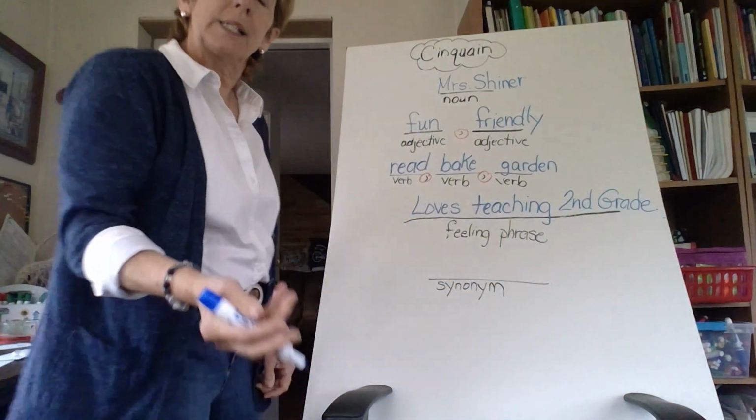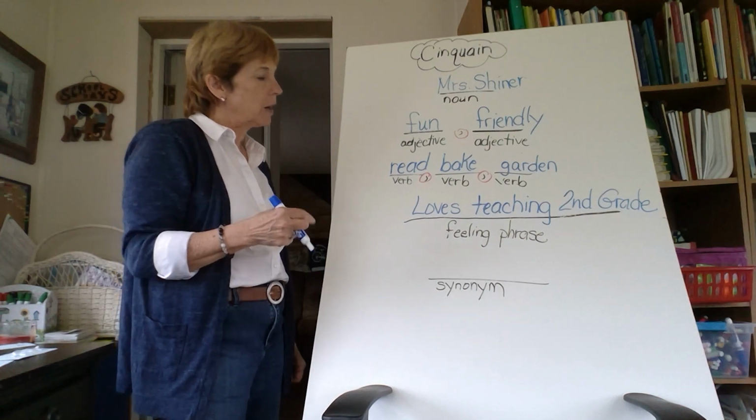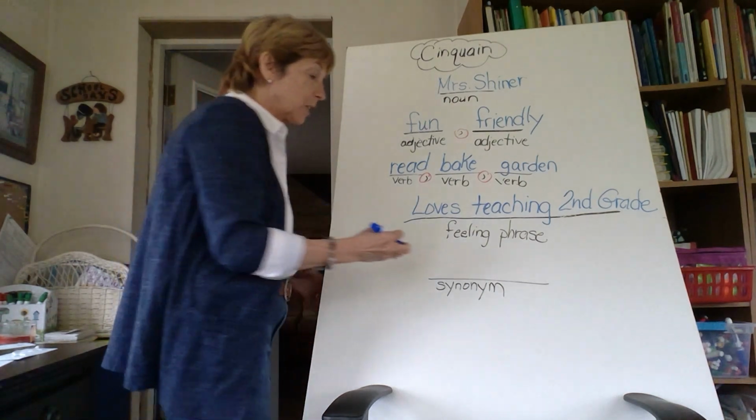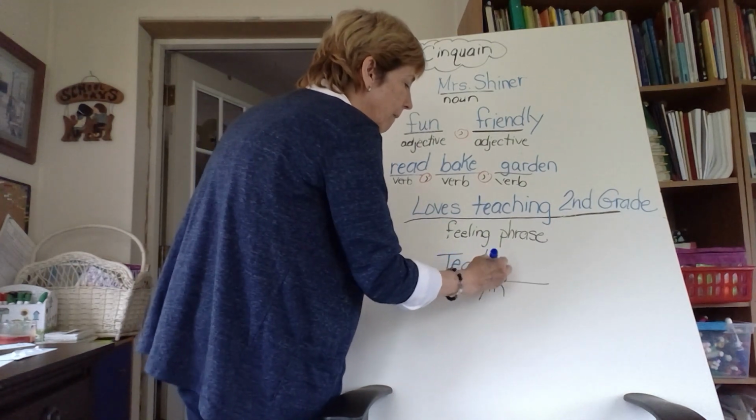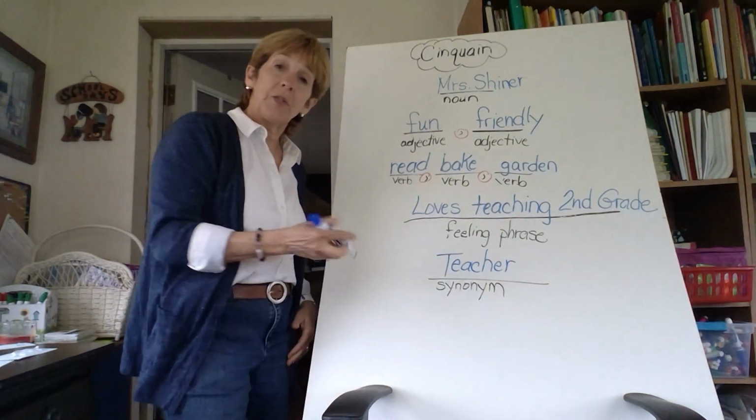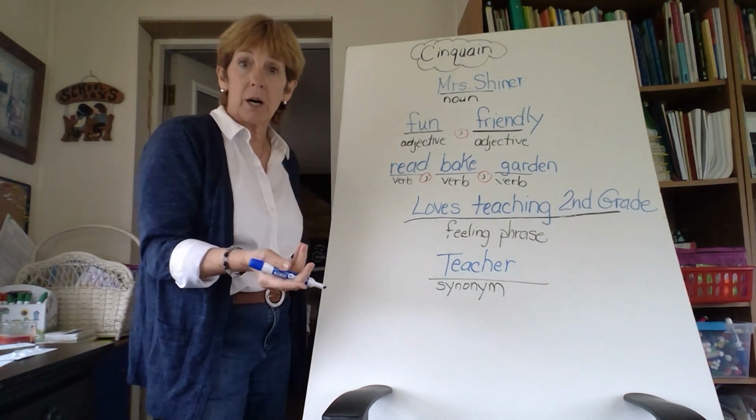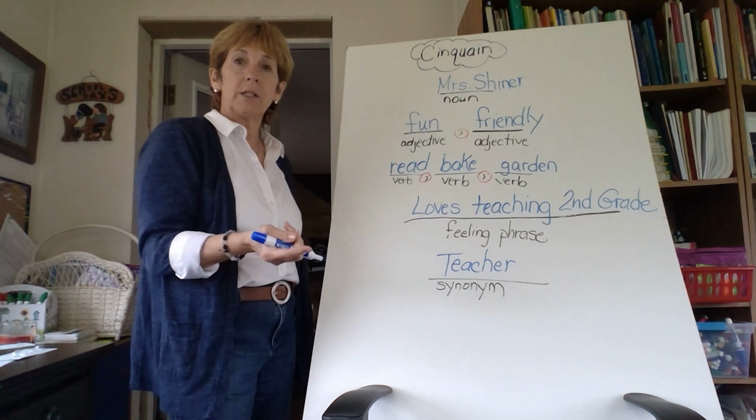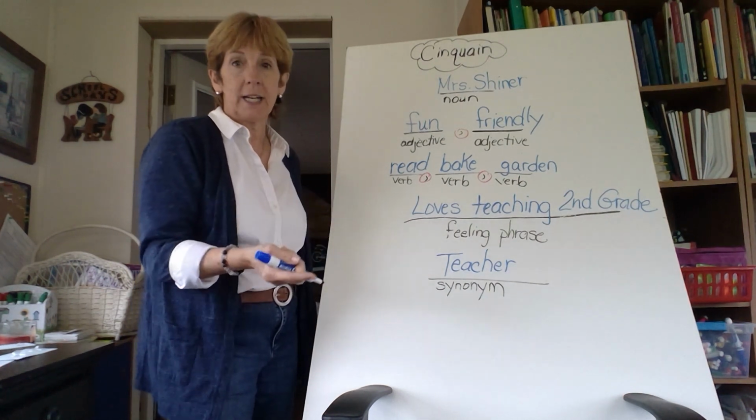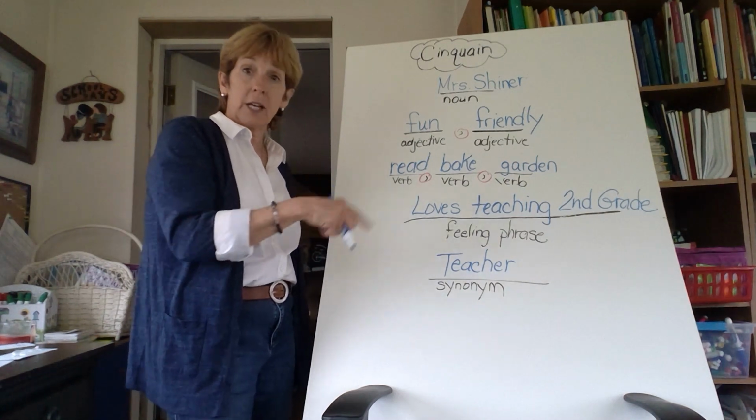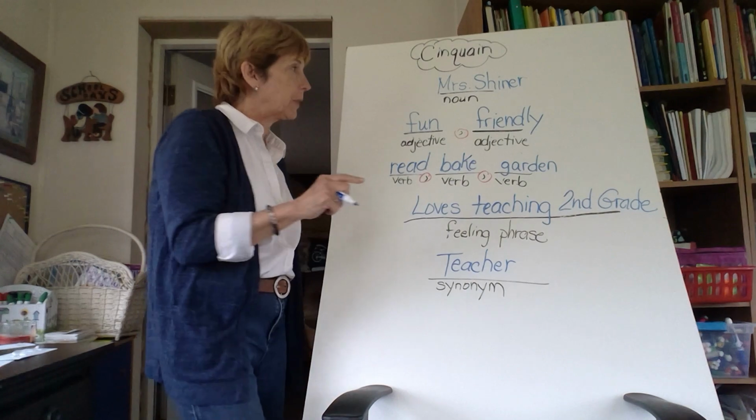All right, now I need a synonym for Mrs. Shiner. Well, Mrs. Shiner, I could have a ton of things here, but I'm going to write teacher. Some of the other things I could have written there was mom. I'm a mom. I'm a grandma. I'm a friend. I'm a daughter. I'm an aunt. There's a lot of things I could have written here. So when you get to do yours, think about that.